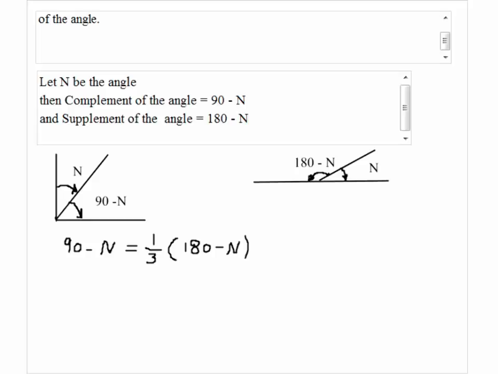Again, the complement of an angle is 1/3 of its supplement. So if two angles are supplements of each other, one is n, the other one is 180 minus n. If two angles are complements of each other, if one is n, the other one is 90 minus n.